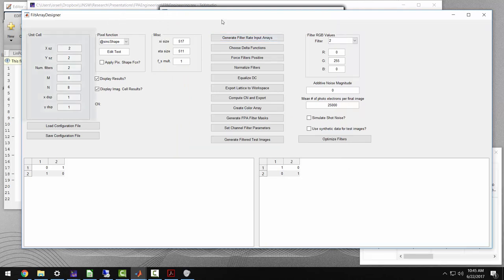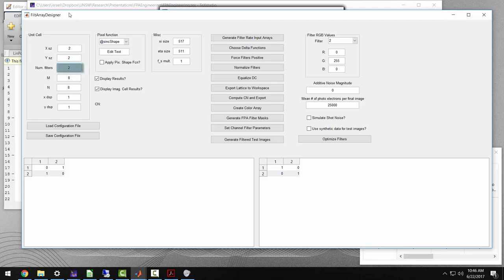First, we'll talk about the unit cell box here. The X size, that's the number of cells in the X direction of the unit cell, is given here. And it's initially set to 2. And then the unit cell size in the Y direction is given here, and it's also given by 2. So this is a 2x2 unit cell, equivalent to a Bayer filter or something similar to that.